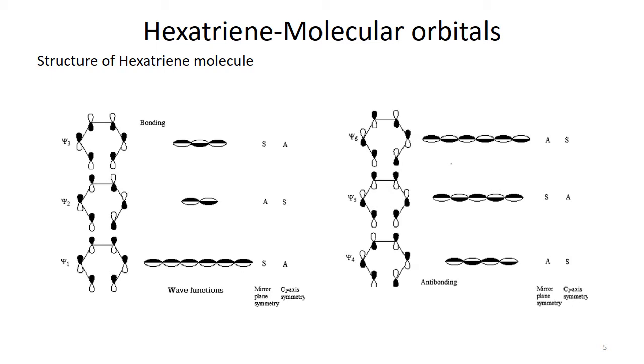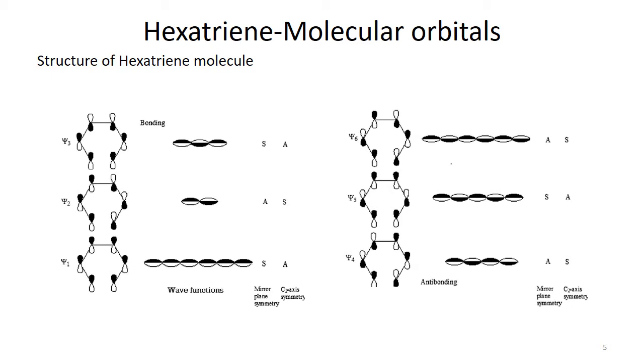Just like when we draw the butadiene molecular orbital diagram, we make a linear combination of 2 ethylene molecules combining together. One time we add them and we get bonding, and one time we subtract them and we get anti-bonding molecular orbitals. In this case we have 3 ethylene molecules, 3 times we add them and 3 times we subtract them. So this is how it can be carried out.